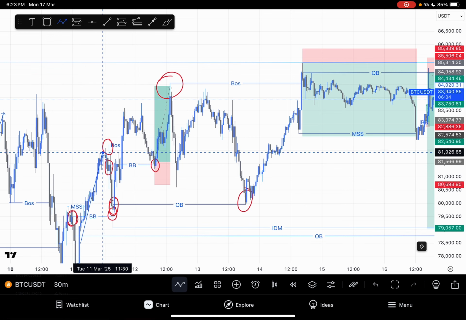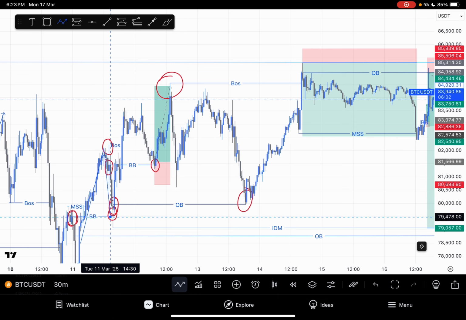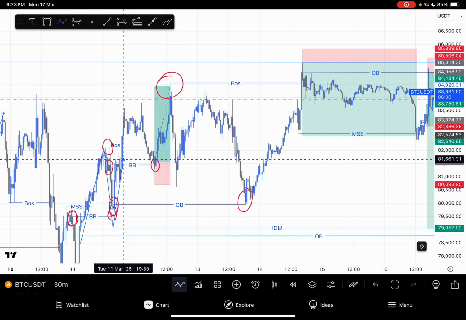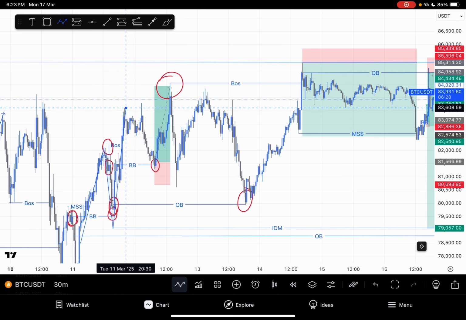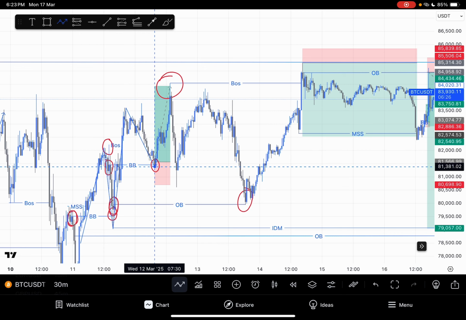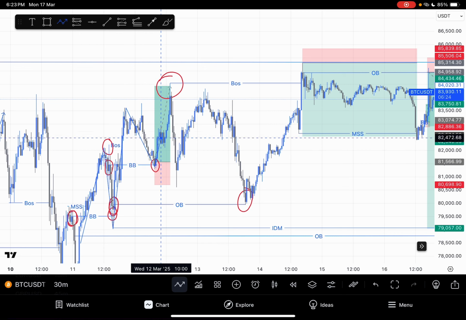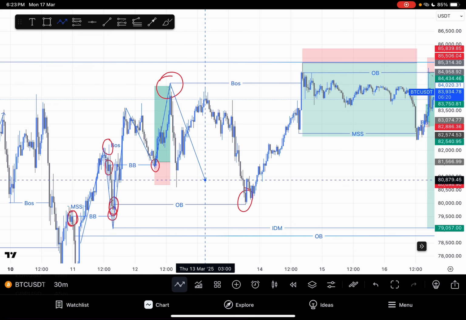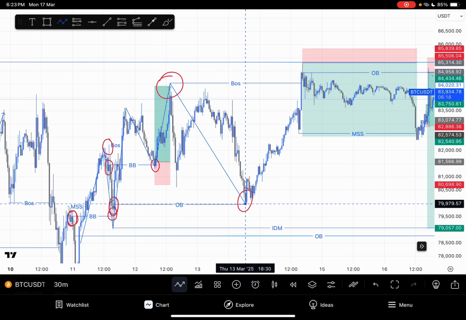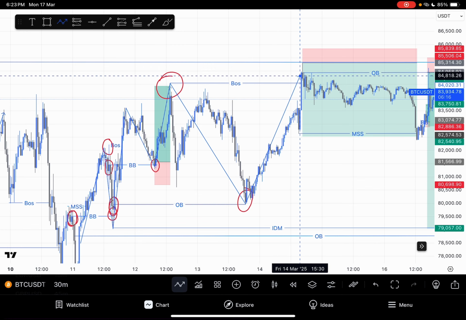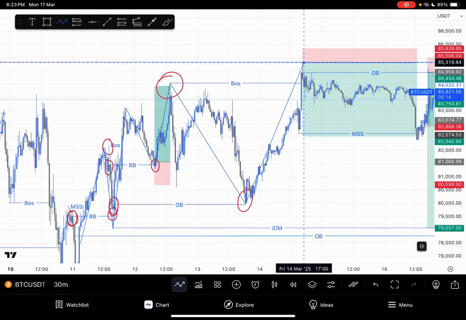Price came from bottom, created the order block here, moved to the upside, retested on the breaker block first, took out previous high again, came back to use the order block for taking out the final high. So this kind of pattern always work if you can be able to spot them on the chart.